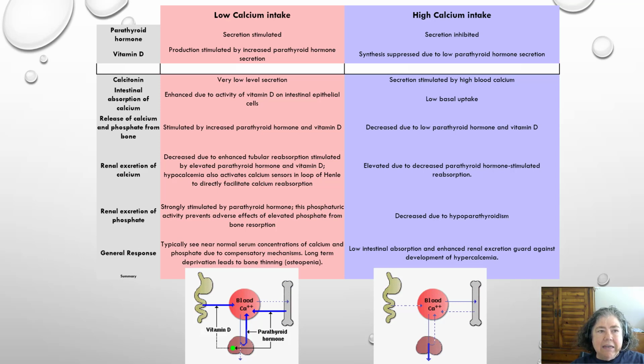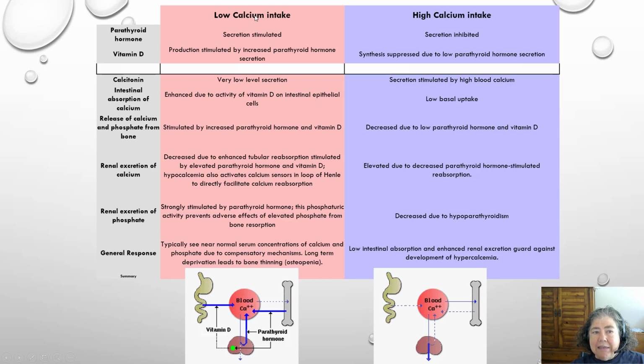On this slide, we can see that low calcium intake stimulates the secretion of parathyroid hormone, which increases the production of vitamin D. High calcium intake inhibits the secretion of parathyroid hormone and suppresses the synthesis of vitamin D because you need parathyroid hormone to synthesize vitamin D.